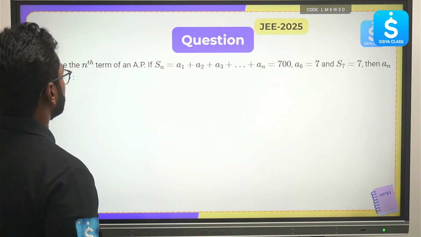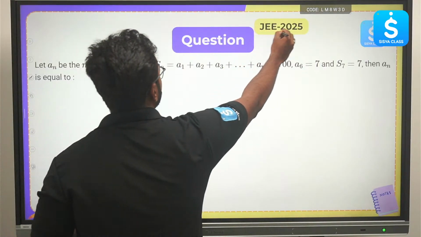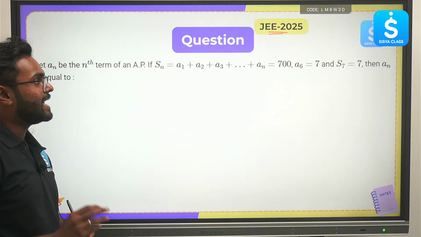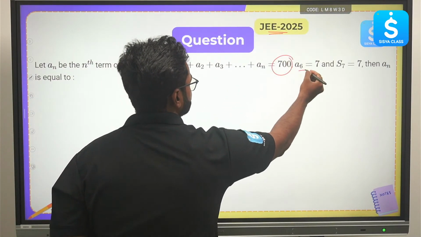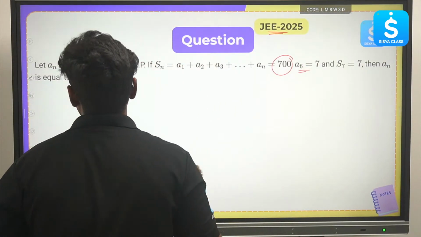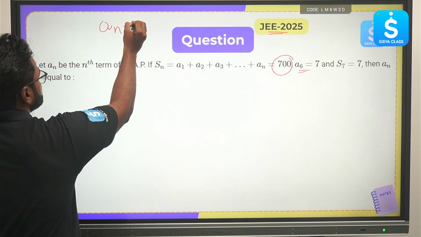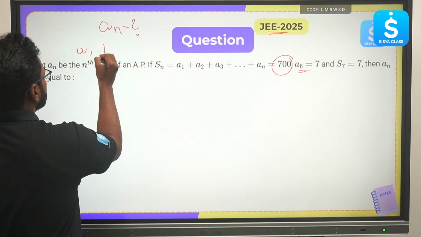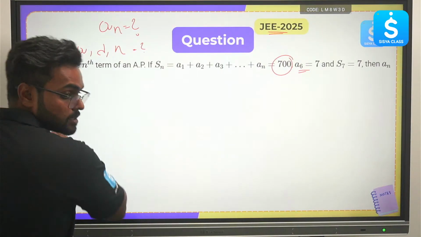Right? Come on, let's solve some previous year questions. The first question is from JEE 2025. Let An be the nth term of an AP. If Sn, the sum of n terms, is equal to 700, and A6, the 6th term, is equal to 7, and the sum of 7 terms is 7, then we need to find An. We do not know a, d, n. Let us try finding them first.